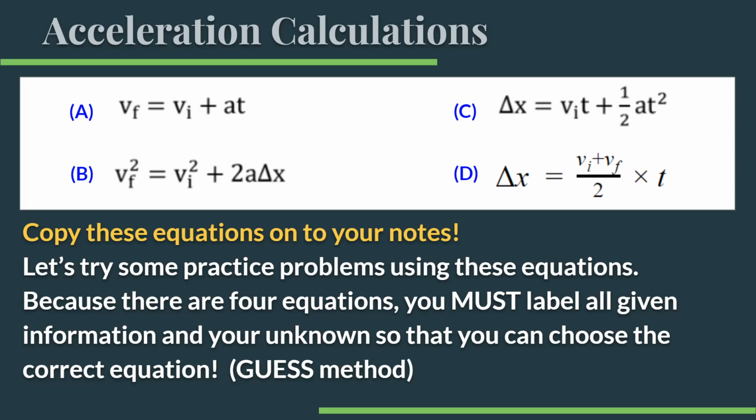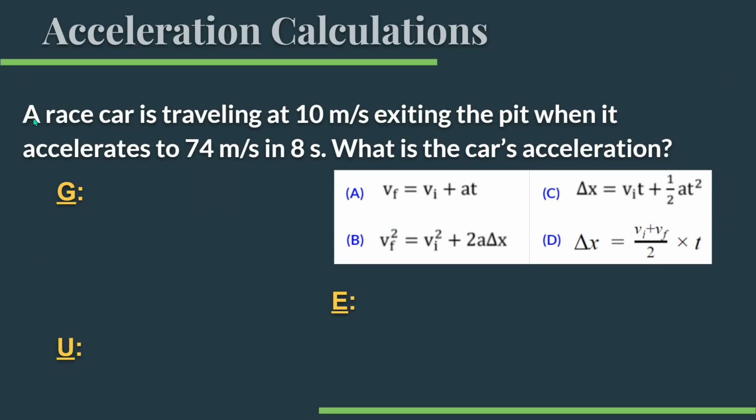All right, so we're going to start by labeling everything whenever we approach these. We're going to use something called the GUESS method. Maybe you've heard of it, maybe you haven't. We'll go over it. Okay, so this question says, a race car is traveling. By the way, if you didn't get the equations, they're still up here. A race car is traveling at 10 meters per second, exiting the pit, when it accelerates to 74 meters per second in 8 seconds. What is the car's acceleration?